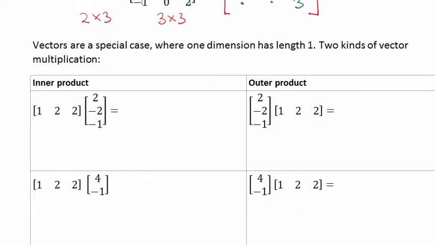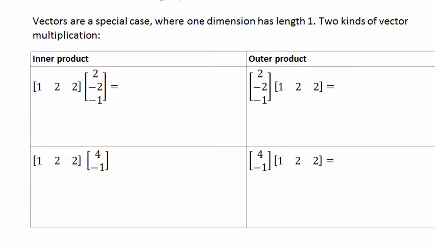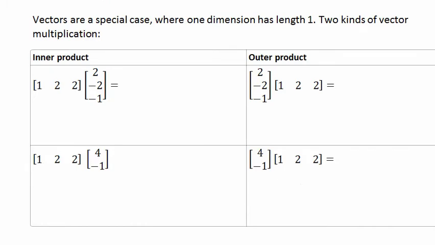Now, a vector is a special kind of matrix where one of the two dimensions has a length of 1. And if you just follow the same definition, we can identify two different ways to multiply vectors together. So one of those is the inner product, which we just talked about a second ago. So if I have a 1 by 3 vector times a 3 by 1 vector, the 3's match, the answer is 1 by 1. Okay, the answer is just a number. And so in this case it's 4 minus 4 plus 2, so the answer is just 2.